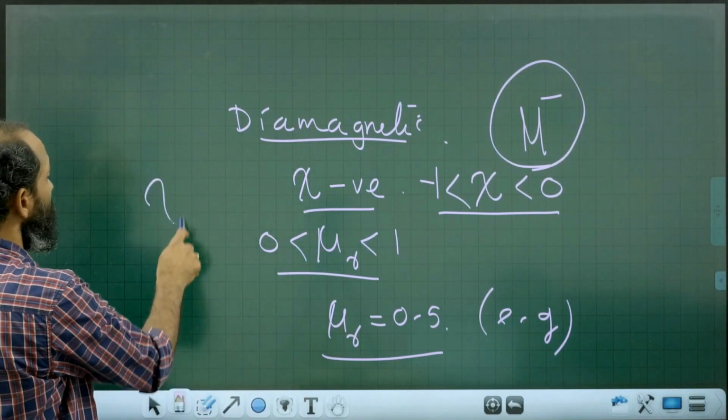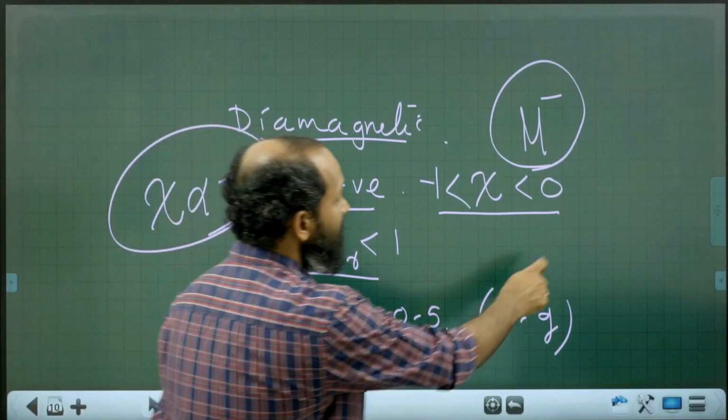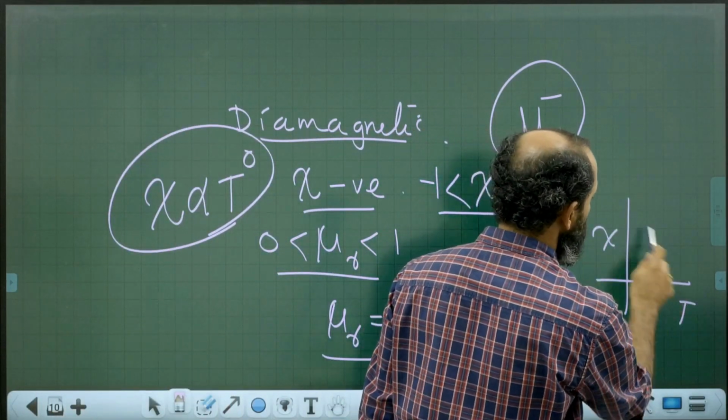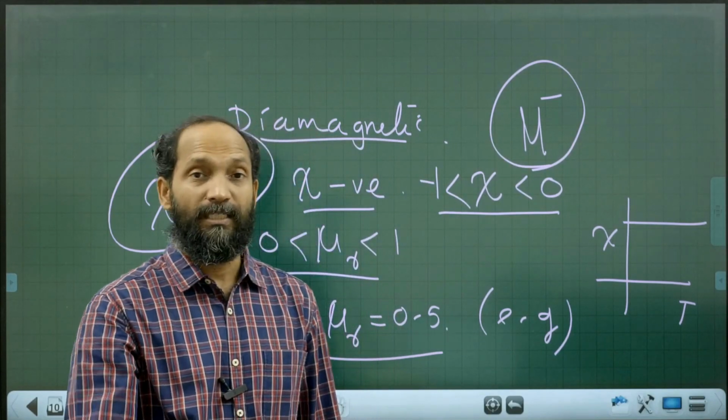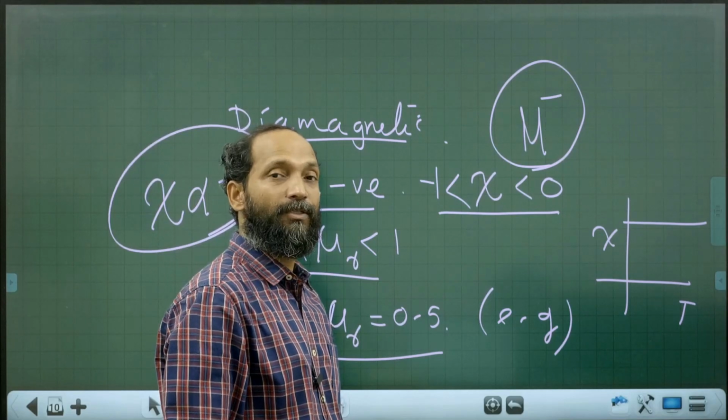Also, for diamagnetic materials, susceptibility does not depend on temperature. If you plot a susceptibility-temperature graph, you get a straight line parallel to the temperature axis. Susceptibility of diamagnetic materials does not depend on temperature.